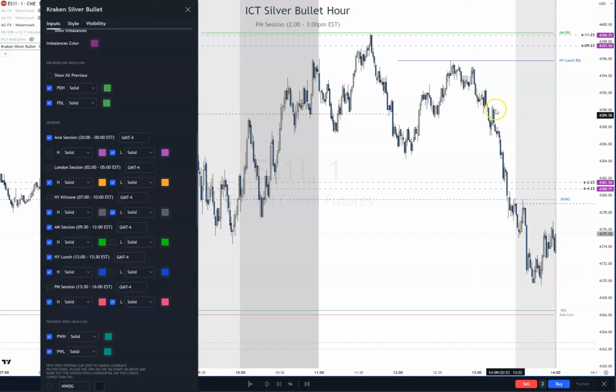See how I'm just toggling through the sessions real quick to see what still has liquidity above or below it, and removing everything else that's been taken in and out.